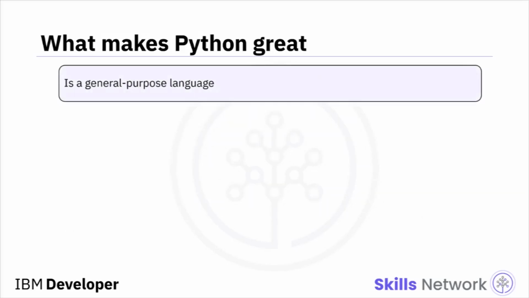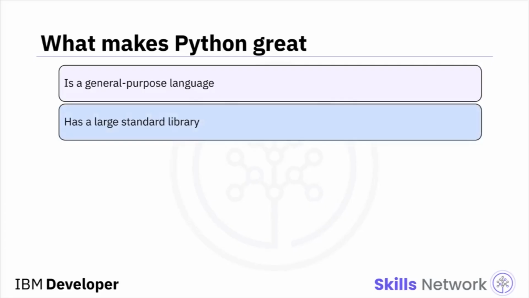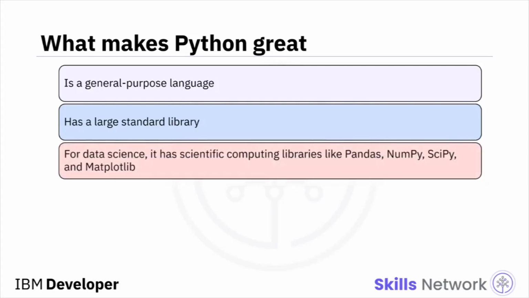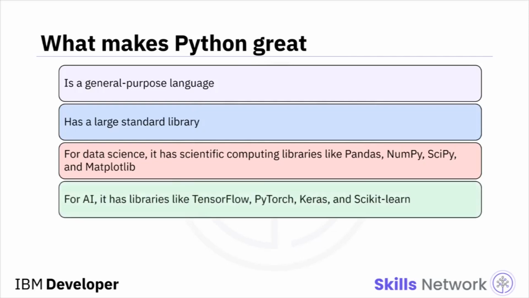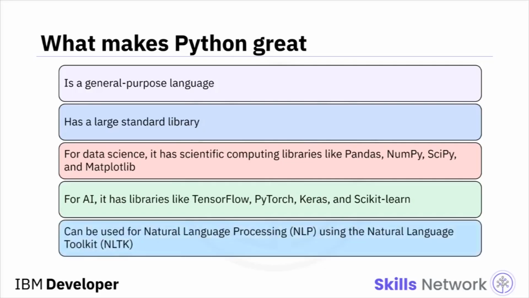Python is a high-level, general-purpose programming language that can be applied to many different classes of problems. It has a large standard library that provides tools suited to many different tasks, including but not limited to databases, automation, web scraping, text processing, image processing, machine learning, and data analytics. For data science, you can use Python's scientific computing libraries like Pandas, NumPy, SciPy, and Matplotlib. For artificial intelligence, it has TensorFlow, PyTorch, Keras, and scikit-learn. Python can also be used for natural language processing, or NLP, using the Natural Language Toolkit, or NLTK.